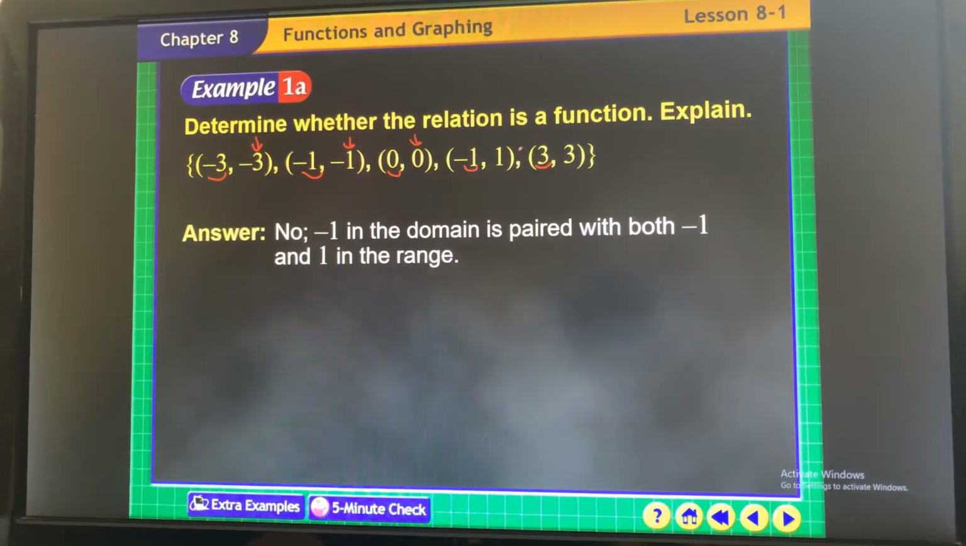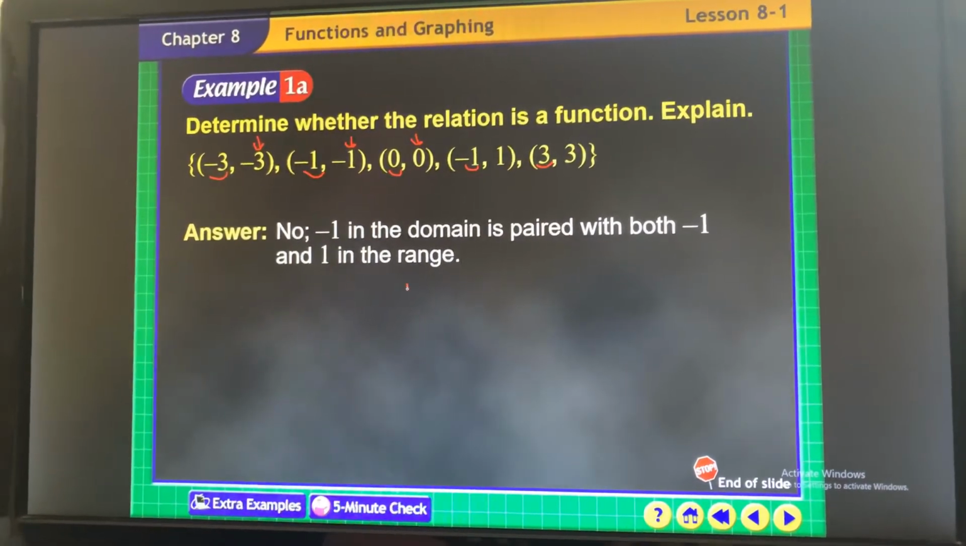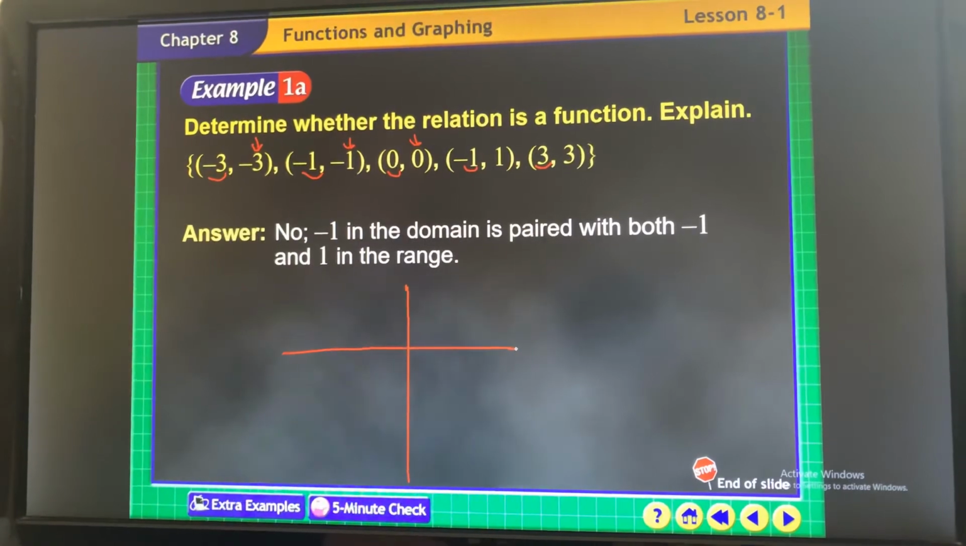So what you're going to do is look at your domains. In order for it to be a function, when I graph this, I cannot have 2 points that are stacked vertically to each other. So that would mean that the domain would have to repeat. So think about graphing this right here. This point would be 1, 2, 3 to the left and then 3 down. So it would be right here.